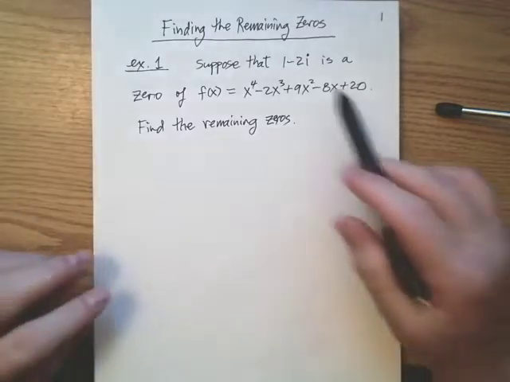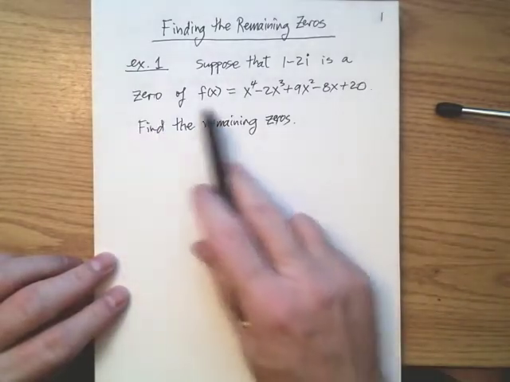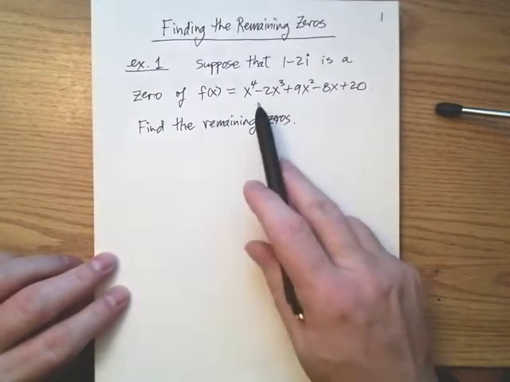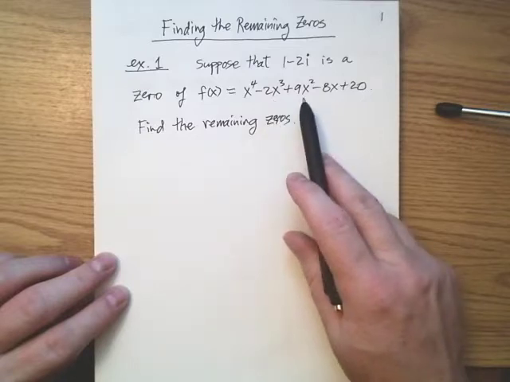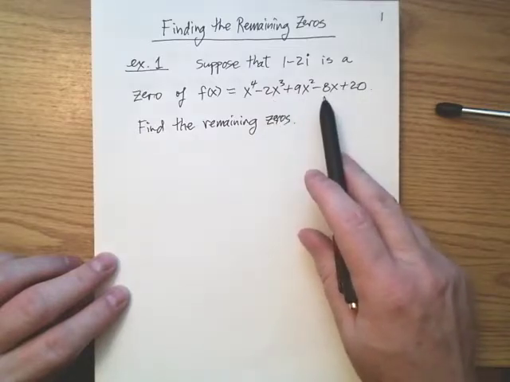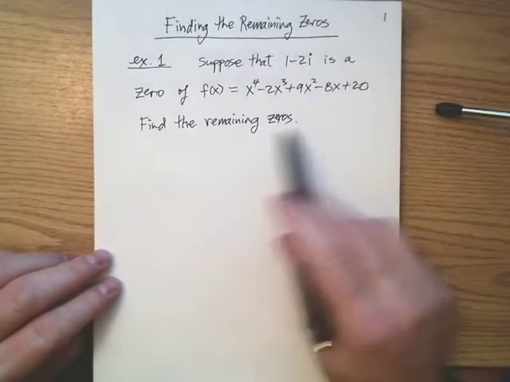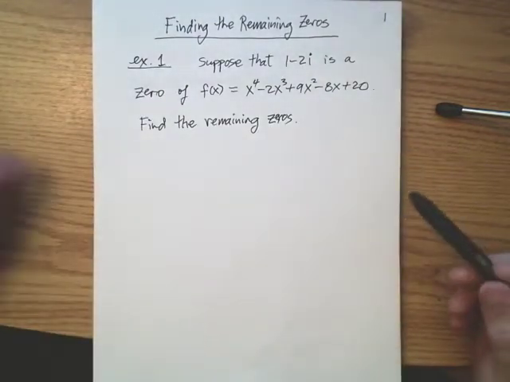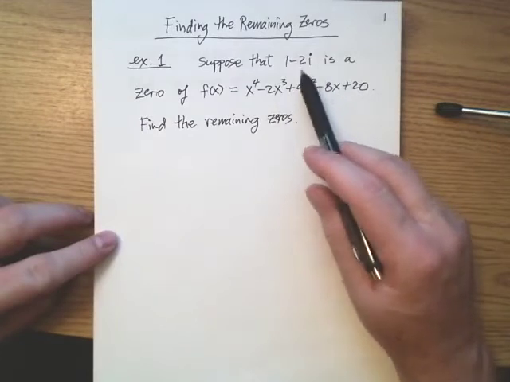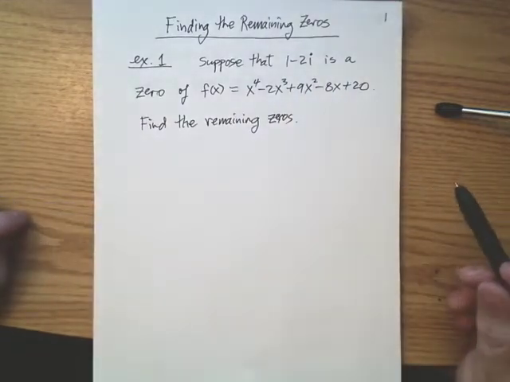Suppose that 1 minus 2i is a zero of the polynomial f of x equals x to the fourth minus 2x cubed plus 9x squared minus 8x plus 20. Find the remaining zeros. Okay, now I promise that I won't lie. If I claim this is a zero of the polynomial, it actually will be.